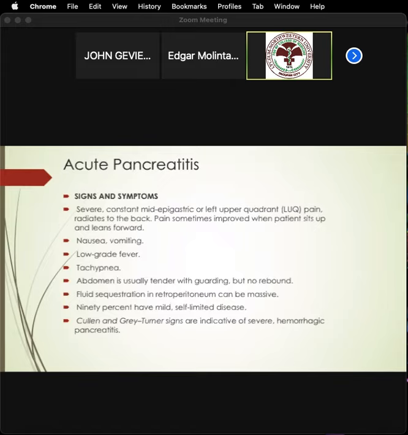But in severe cases, you will have Cullen and Grey Turner signs, which are indicative of severe hemorrhagic pancreatitis. So Cullen sign is the bluish discoloration of the periumbilicus. So think of Cullen and umbilicus. For Grey Turner sign, this is a bluish discoloration of the flank. Okay? So Grey Turner, you turn on your side or flank. Okay? That's how you will remember Grey Turner. Think of turn on your side and flank. Okay? So that's the location of the discoloration.